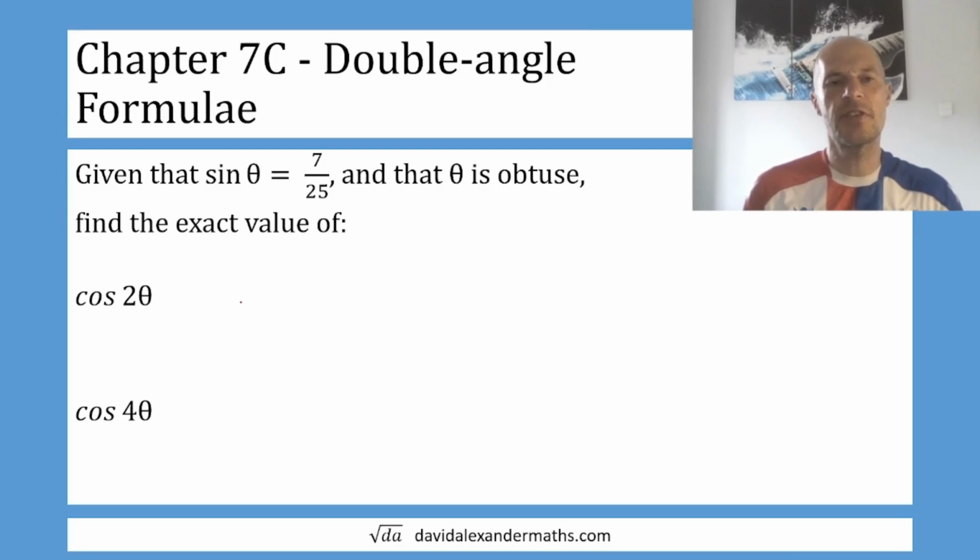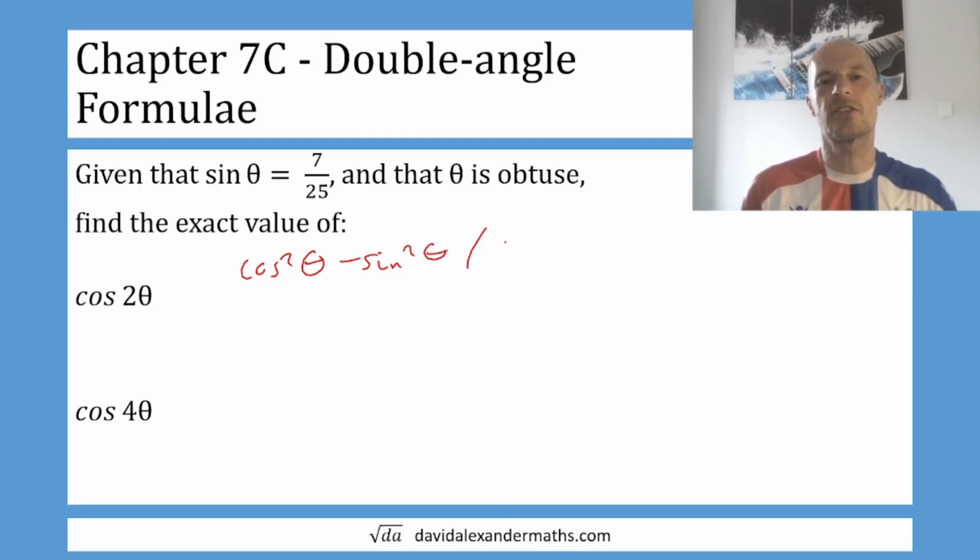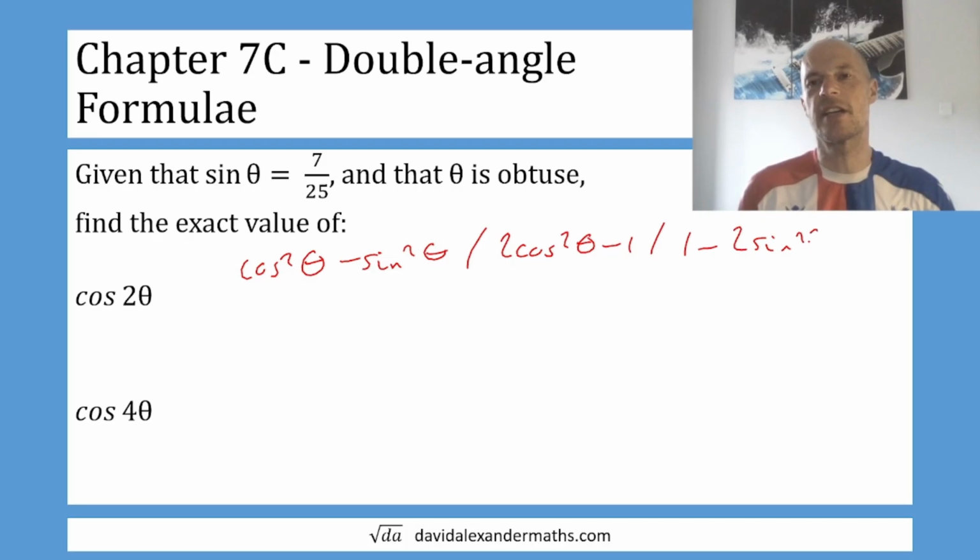Okay, so the cos of 2 theta, we know we can write that as cos squared theta minus sine squared theta. We can also write it as 2 cos squared theta minus 1, or 1 minus 2 sine squared theta. Given that I know what the sine of theta is, I'll go with this final option. So it's 1 minus 2 times sine squared theta. So that is going to be 7 over 25 all squared.